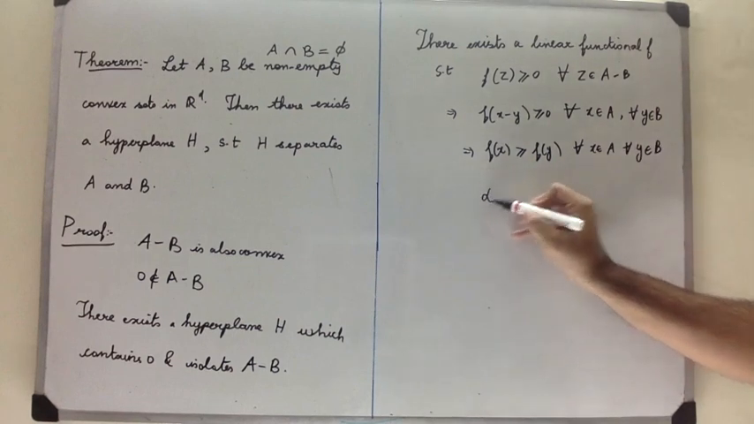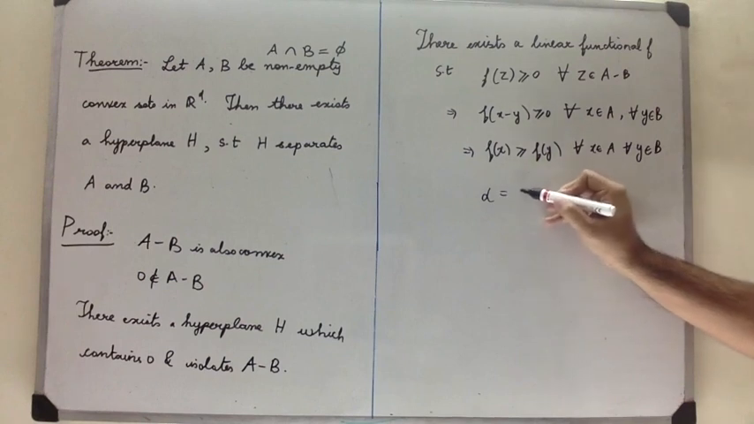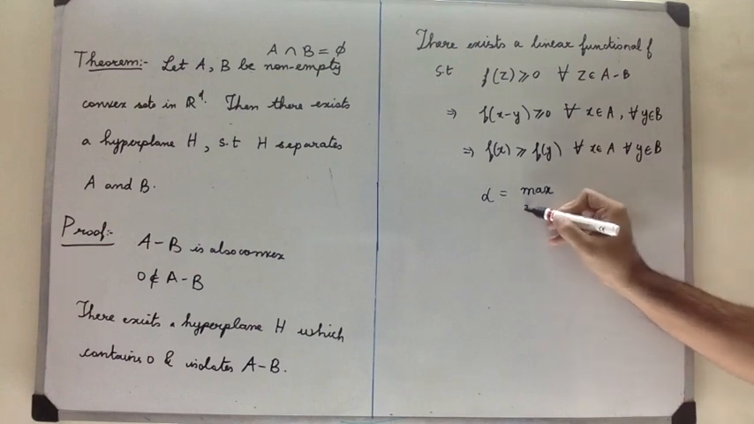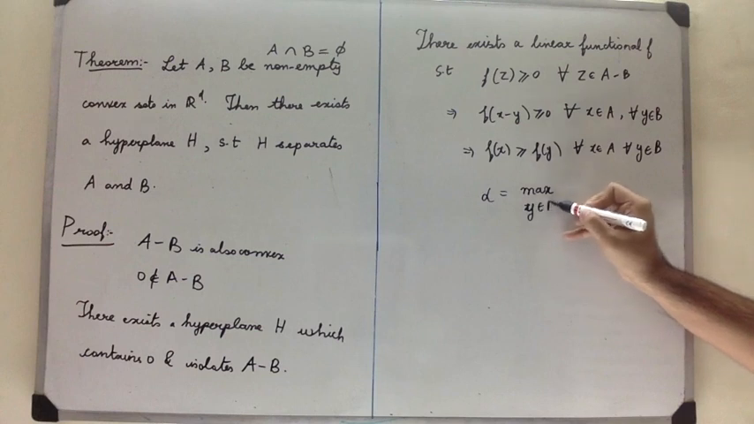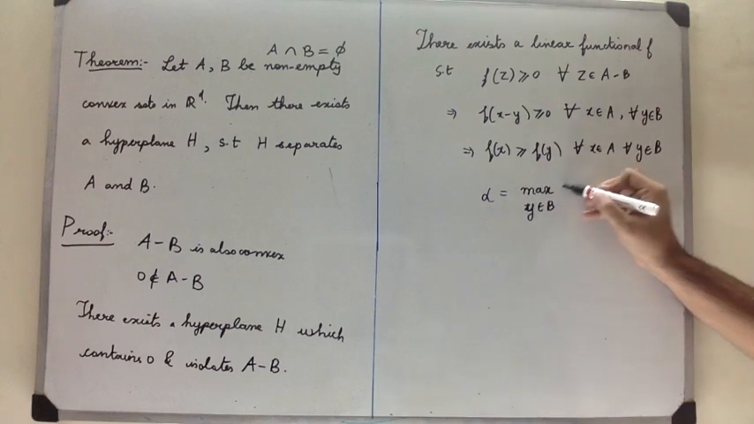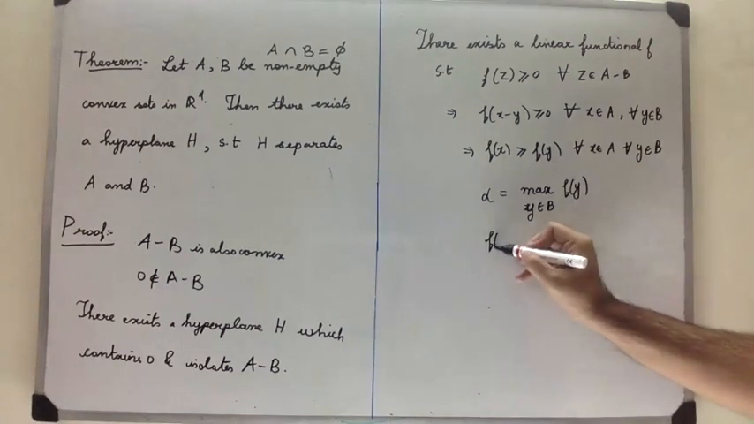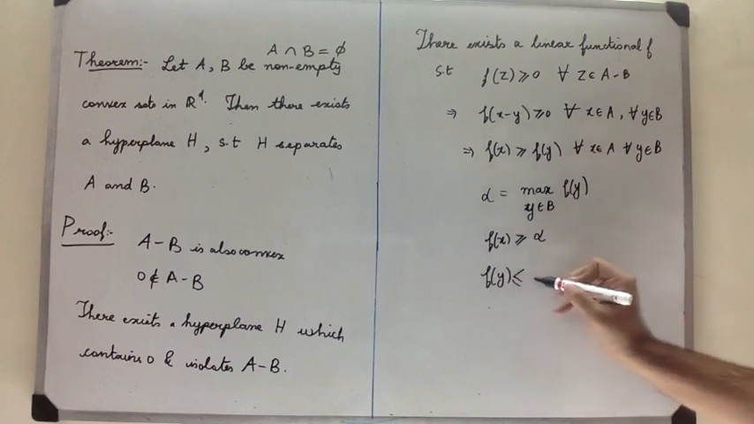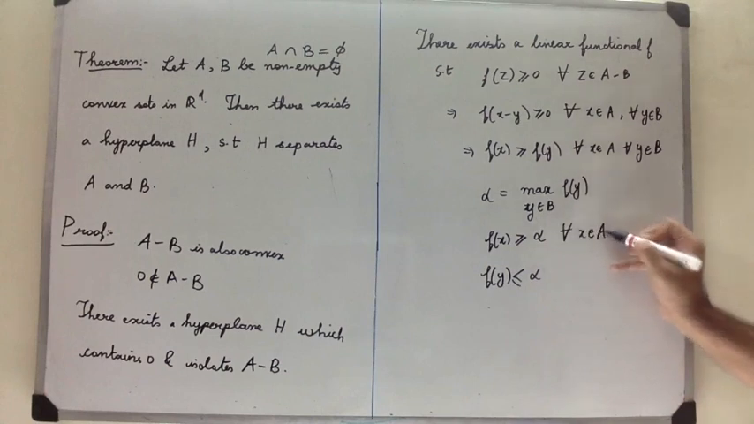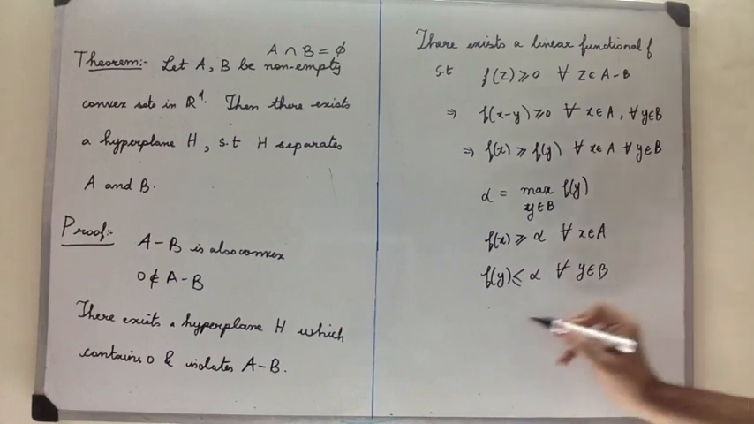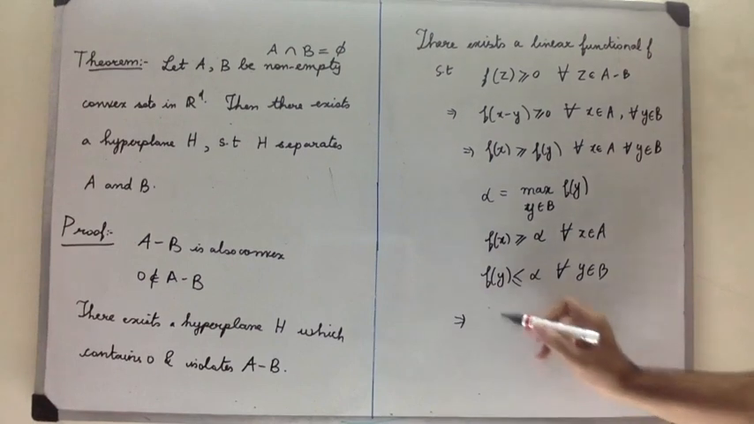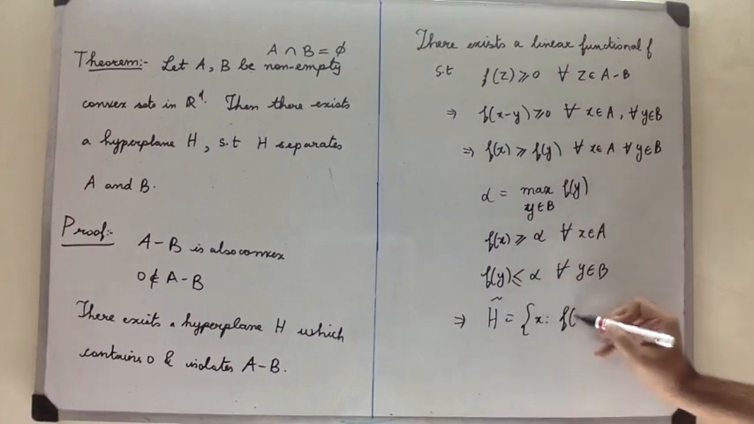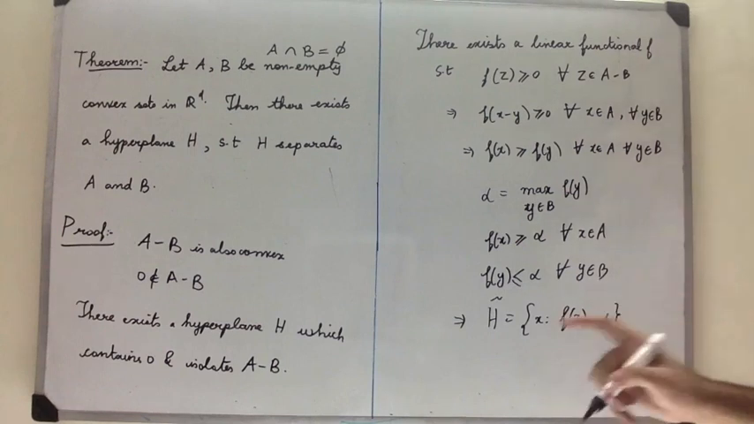This means that if you choose, say, alpha to be the maximum value of f of y over y element of B, then f of x is greater than or equal to alpha and f of y is less than or equal to alpha, for all x element of A and for all y element of B. This implies that the hyperplane H tilde, given by the set of x such that f of x equals alpha, separates A and B.